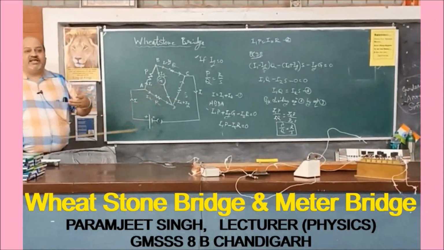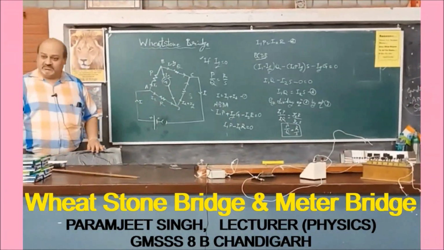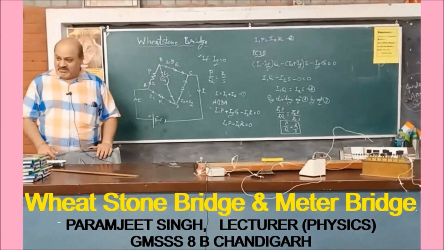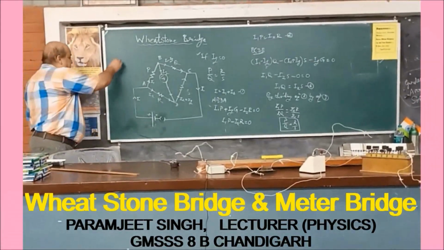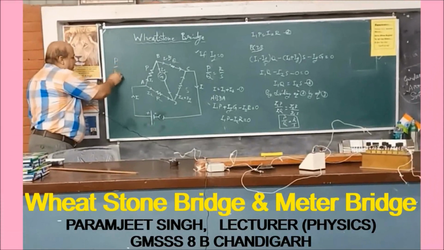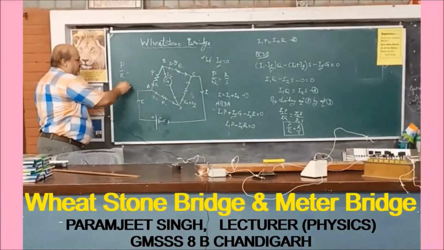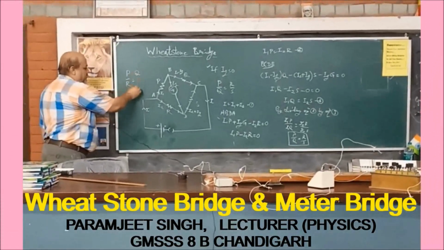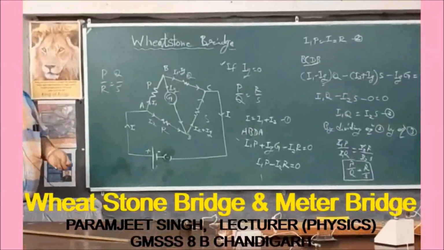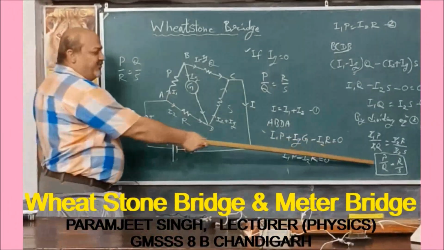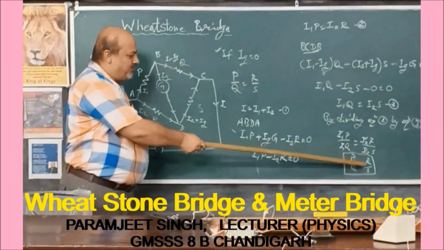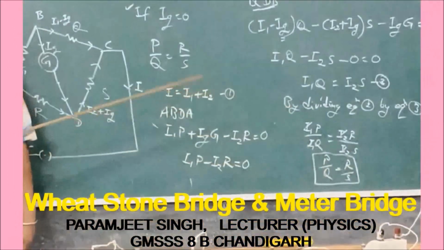When you change the connection, the equation also changes, that is P over R is equal to Q over S. You can get this equation directly from here. See, P over R is equal to Q by S.